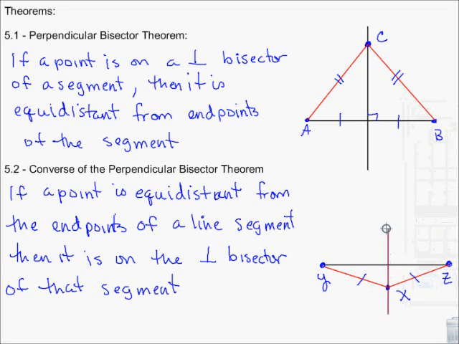So I come in and I draw a line through X that goes through YZ. It will end up being perpendicular, and it will end up being a bisector. So you can go either way. You can either have the segment and the perpendicular bisector and the point becomes equidistant, or you can have the segment and the point that's equidistant and use that to find the perpendicular bisector.